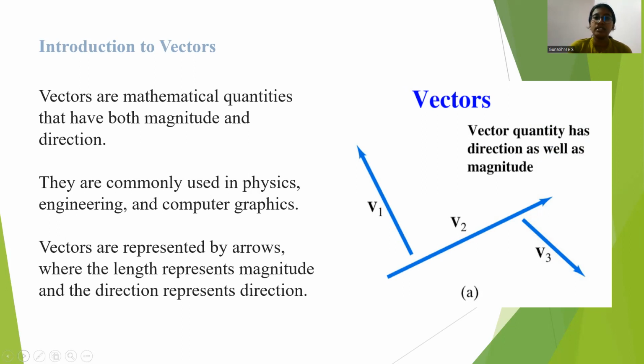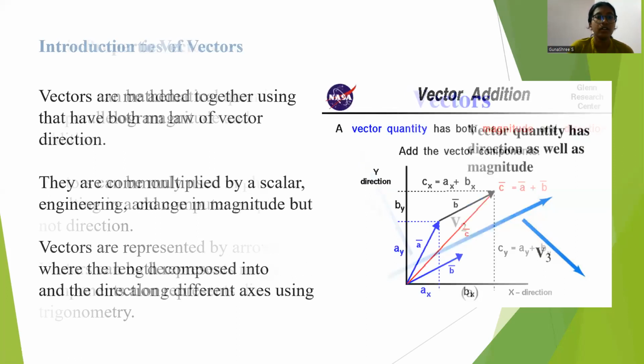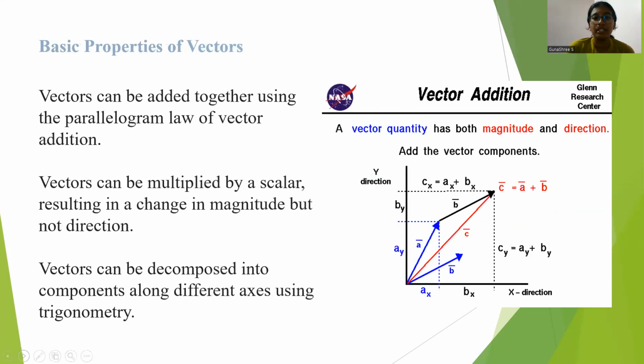They are commonly used in engineering, physics, computer graphics, and many other fields. These are represented by arrows, where the length represents the magnitude and the arrow mark represents the direction. So what are the basic properties of vectors? Vectors can be added by using the parallelogram law of vector addition.